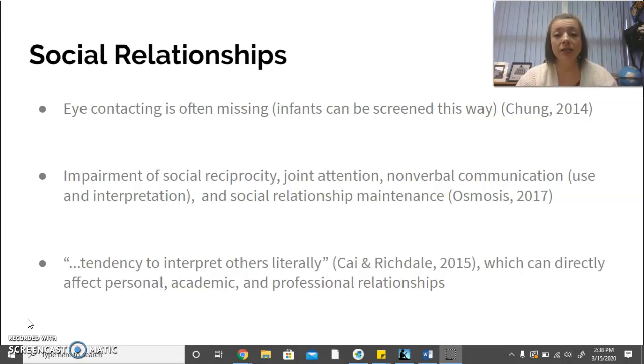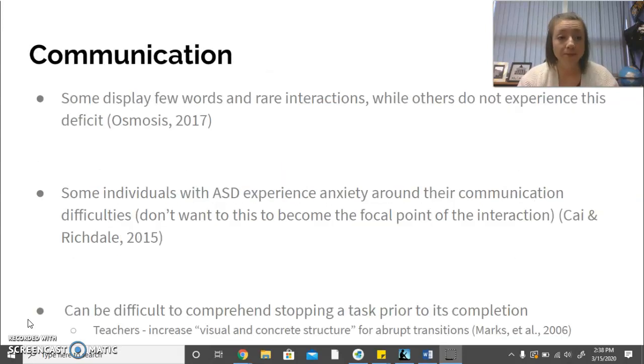And there is also a tendency to interpret others literally, meaning they don't necessarily all have this trouble, but students with autism spectrum disorder can often experience difficulty distinguishing nuance or understanding sarcasm or figurative language, which we'll talk about a little bit later as well.